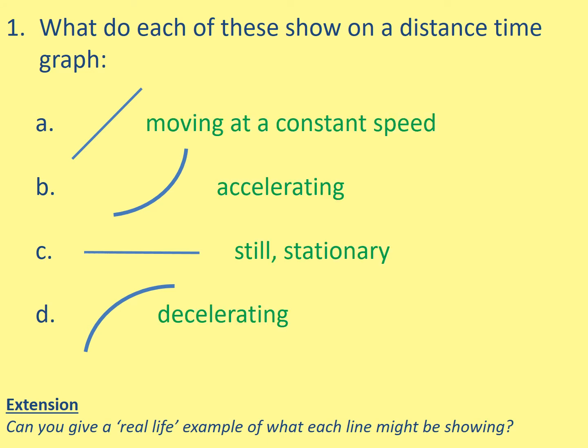Okay, so a straight line like that shows that an object is moving at a constant speed. That means the same speed all the time. A curve like this for B means something is accelerating, which means it's getting faster and faster and faster. C, a straight line like that, means it's still or stationary, not moving. And D shows an object decelerating or getting slower and slower and slower.